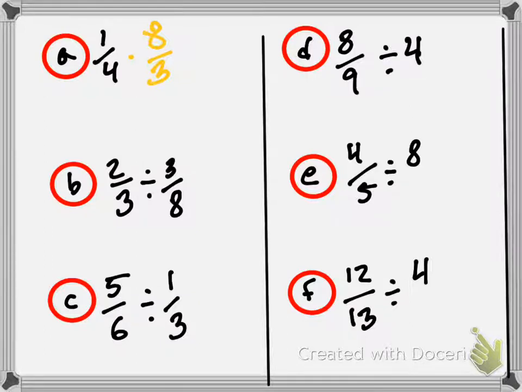We divide them both by 4. What's 4 divided by 4? Say it out loud. 1. What's 8 divided by 4? 2. So we end up getting 2/3. Is that correct? Yes. Okay, awesome, my students, thank you.